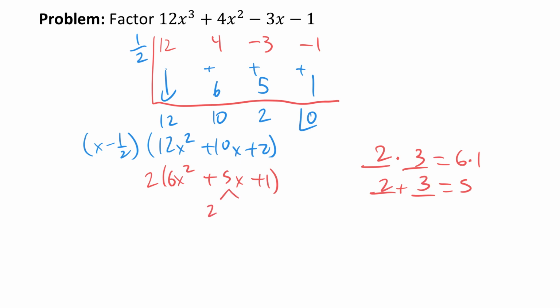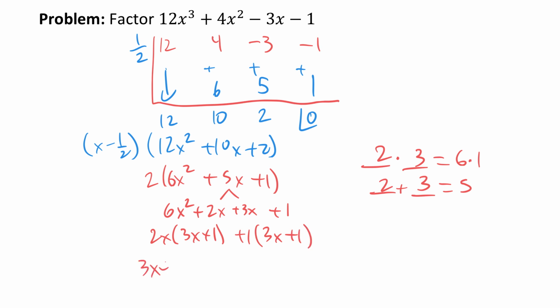So we break out that middle term as 2x and 3x. Then we factor out the 2x, giving us 3x plus 1. Here there's really nothing in common, so we can put a 1 as a placeholder, 3x plus 1. Then we factor the whole 3x plus 1 out of the expression, and we get 2x plus 1.